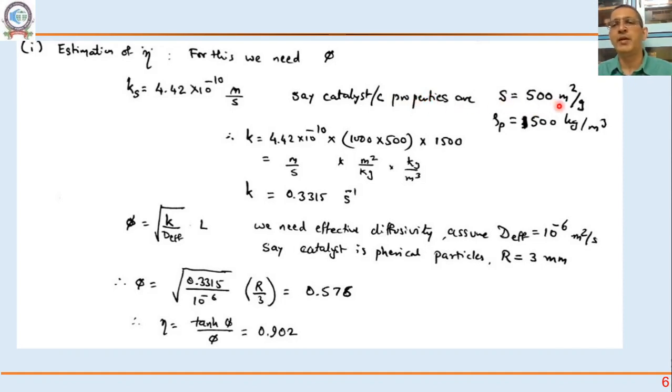So S is 500 meter square per gram, rho P is say 1500 kg per meter cube. So then K would be so many meters per second into meter square per kilogram. 500 meter square per gram multiplied by 1000 would be meter square per kilogram multiplied by rho P. Kg would cancel, meter cube will cancel. Then this K would be per unit volume of the catalyst.